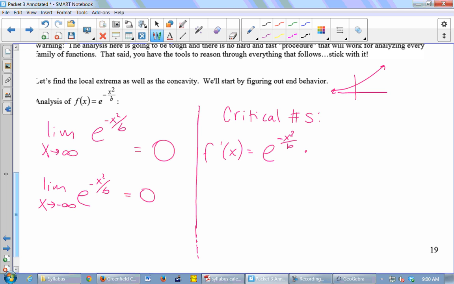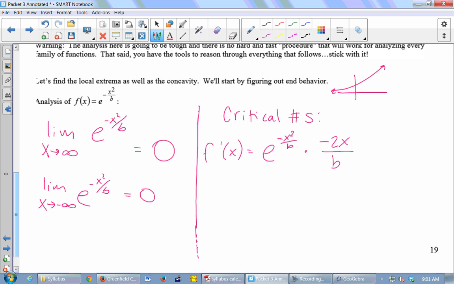What is the derivative of negative x squared over b? Yes, negative 2x over b. That b is a constant, right? Or you can think of it as a 1 over b. It's just going to come along for the ride. And then the derivative of negative x squared is negative 2x. So this ends up being negative 2x over b.